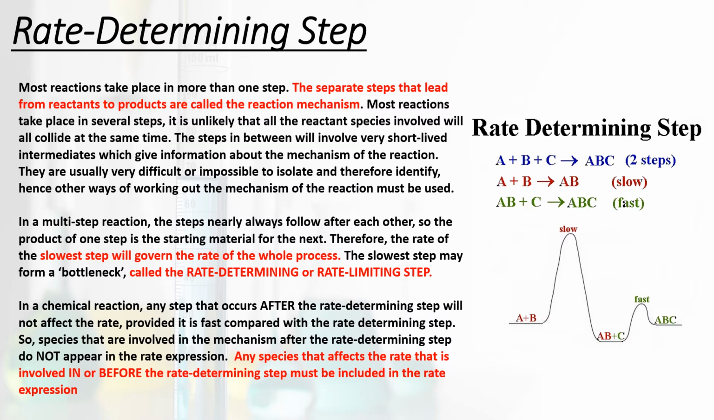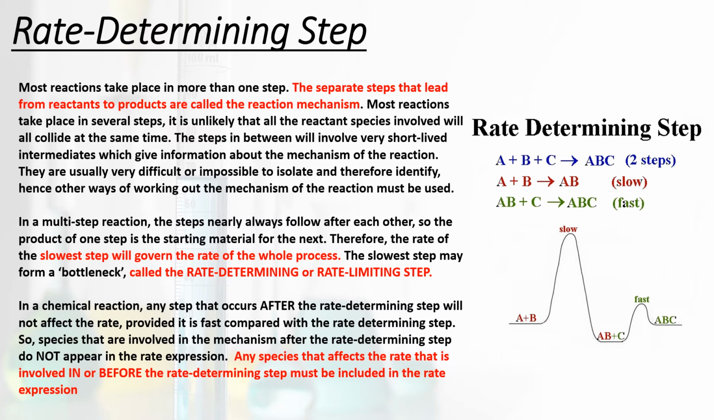Now the key thing here is that the rate of whatever the slowest step is will govern the rate of the whole process. The slowest step may form a bottleneck, and this is called the rate determining or the rate limiting step. An analogy of this is if you're going home from work, the slowest bit of that journey is probably going to be if you get involved in a traffic jam on the motorway. It doesn't matter how quickly you left work or how quickly you got in your car, the slowest bit of that journey, the thing that's going to take the maximum amount of time and govern the whole time it takes you to get home, is being in that traffic jam.